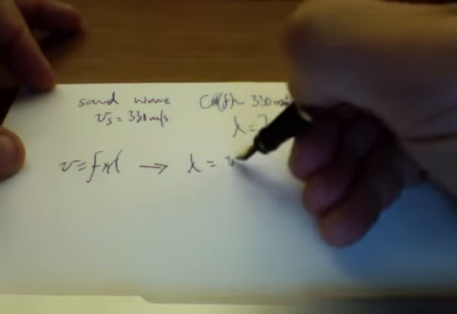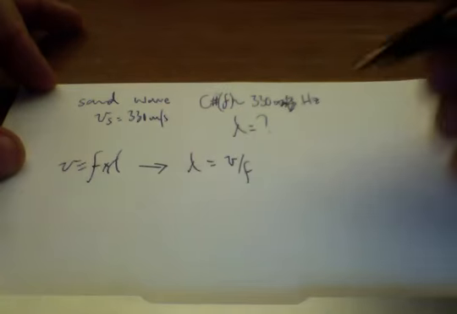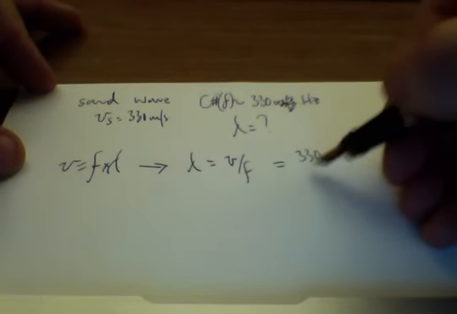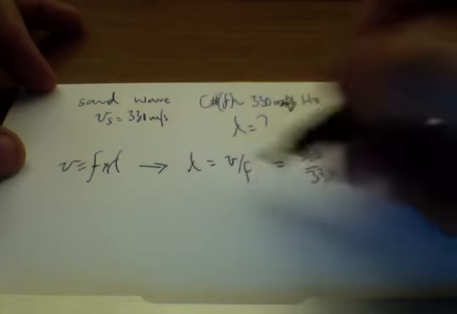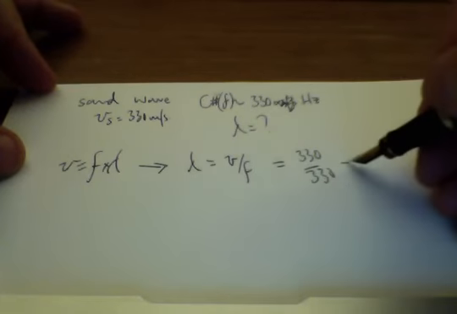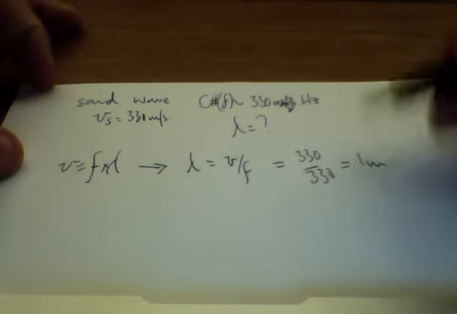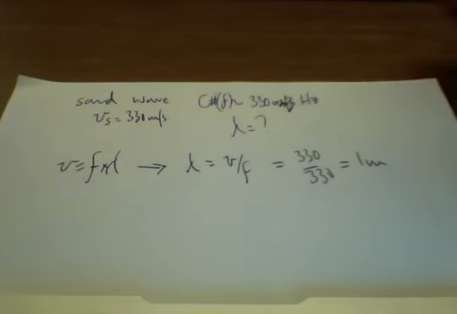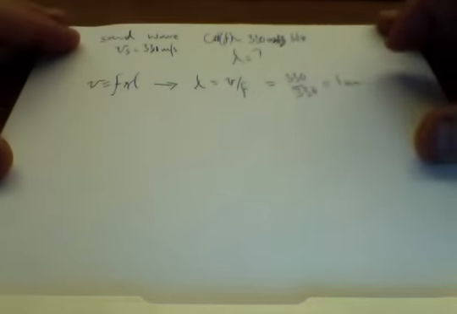Right, we know what equation we're using. Of course, we need to rearrange it and plug in our data. We know it's 330 speed, we know 330 Hertz, and so that gives us 1 meter. 1 meter between the crests of this longitudinal wave, or the compressions, should I say, because it's longitudinal.